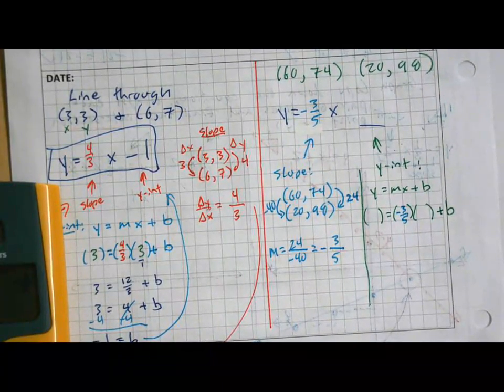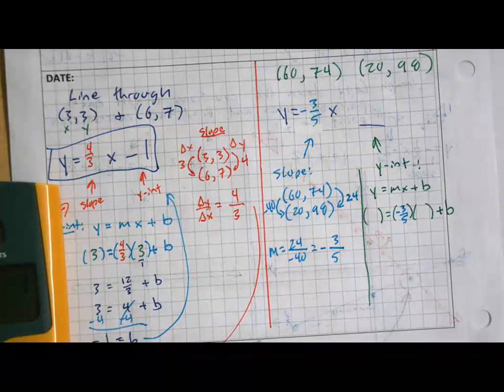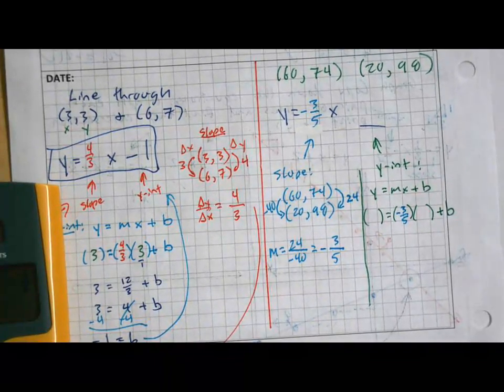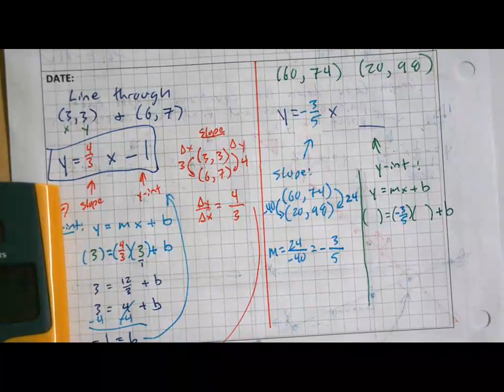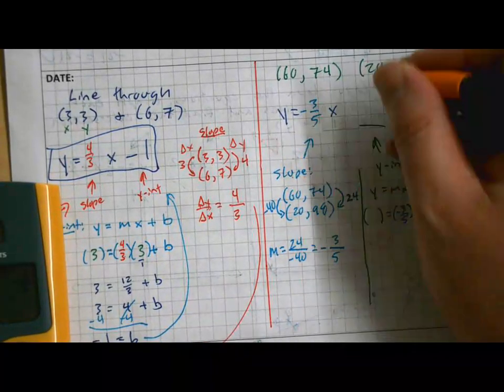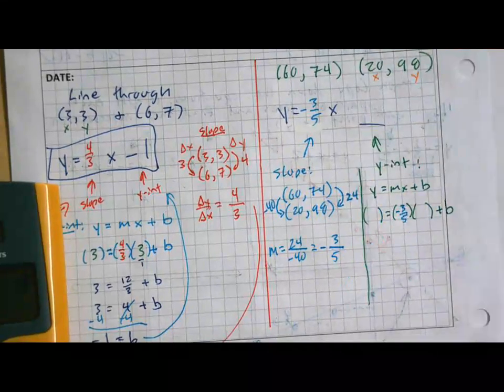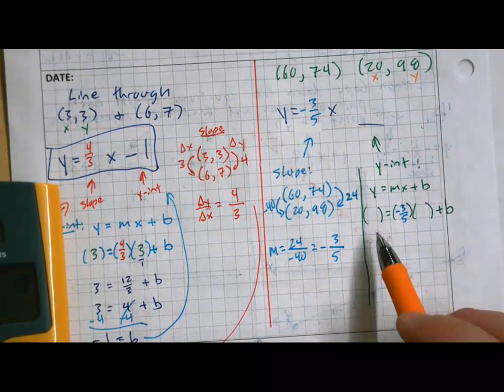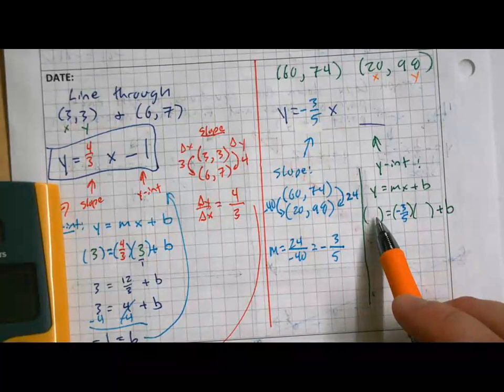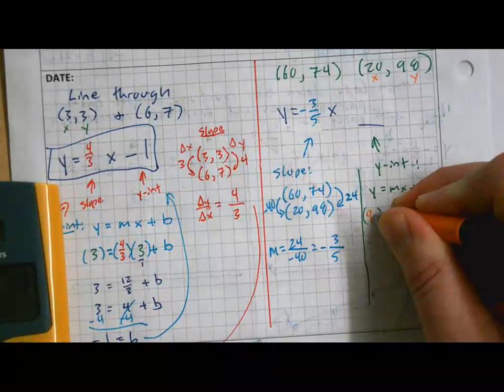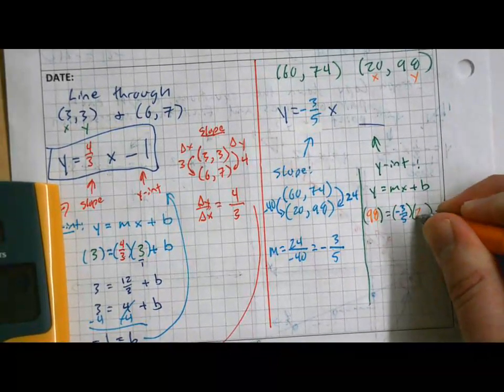What do y'all want to use for x and y? Do you want to use the 60 and the 74, or do you want to use the 20 and the 98? 20 and 98? Sounds good to me. X and y. So let's make sure we get these in the right spot. It's easy to flip these because the equation's in a different order. So the 98 is y. That needs to go here. And the 20 is x. That needs to go there.